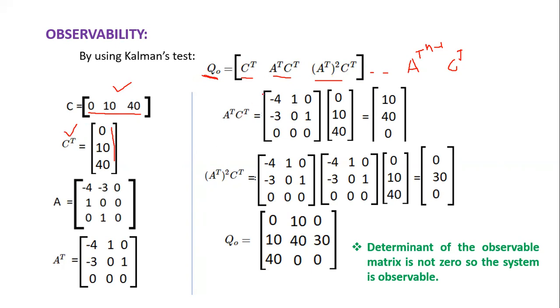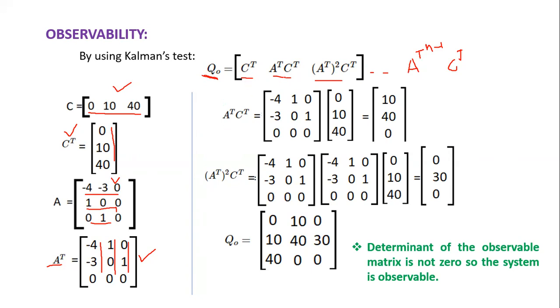And now coming to the A. Here it is the A matrix. How to find the A transpose means here we are converting each row into a column. So this is the A transpose. Once we know the A transpose and C transpose, then we can frame the observable matrix Q naught.